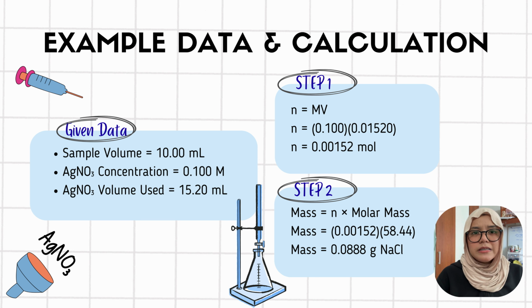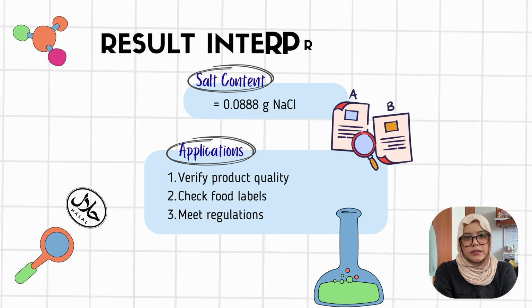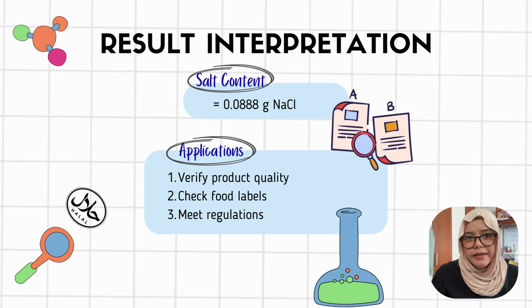Therefore, mass is equal to 0.00152 multiplied by 58.44. This gives approximately 0.0888 grams of sodium chloride. The calculated value represents the amount of salt present in the analyzed food sample.